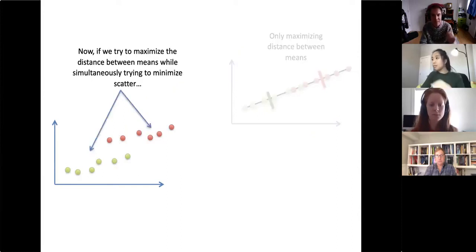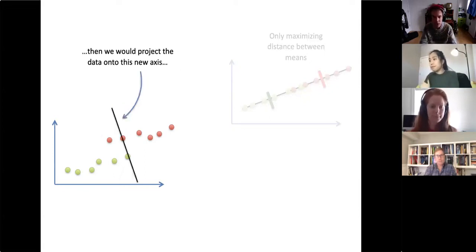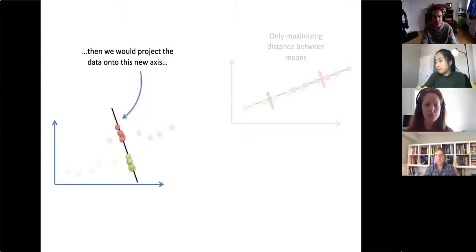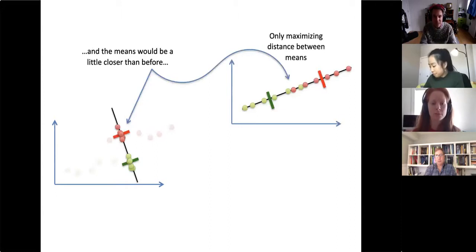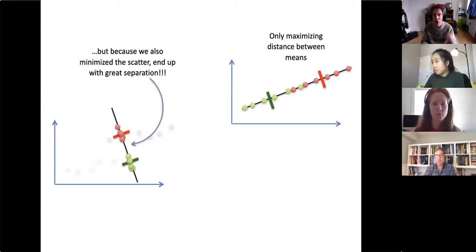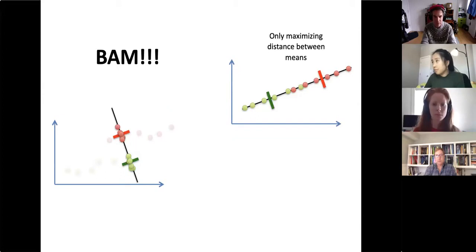Now, if we try to maximize the distance between means while simultaneously trying to minimize the scatter, in other words, we want to maximize that ratio of the distance over the sum of the scatter, then we would project the data onto this new axis. And the means would be a little closer than before. But because we also minimize the scatter, we end up with great separation. Bam.